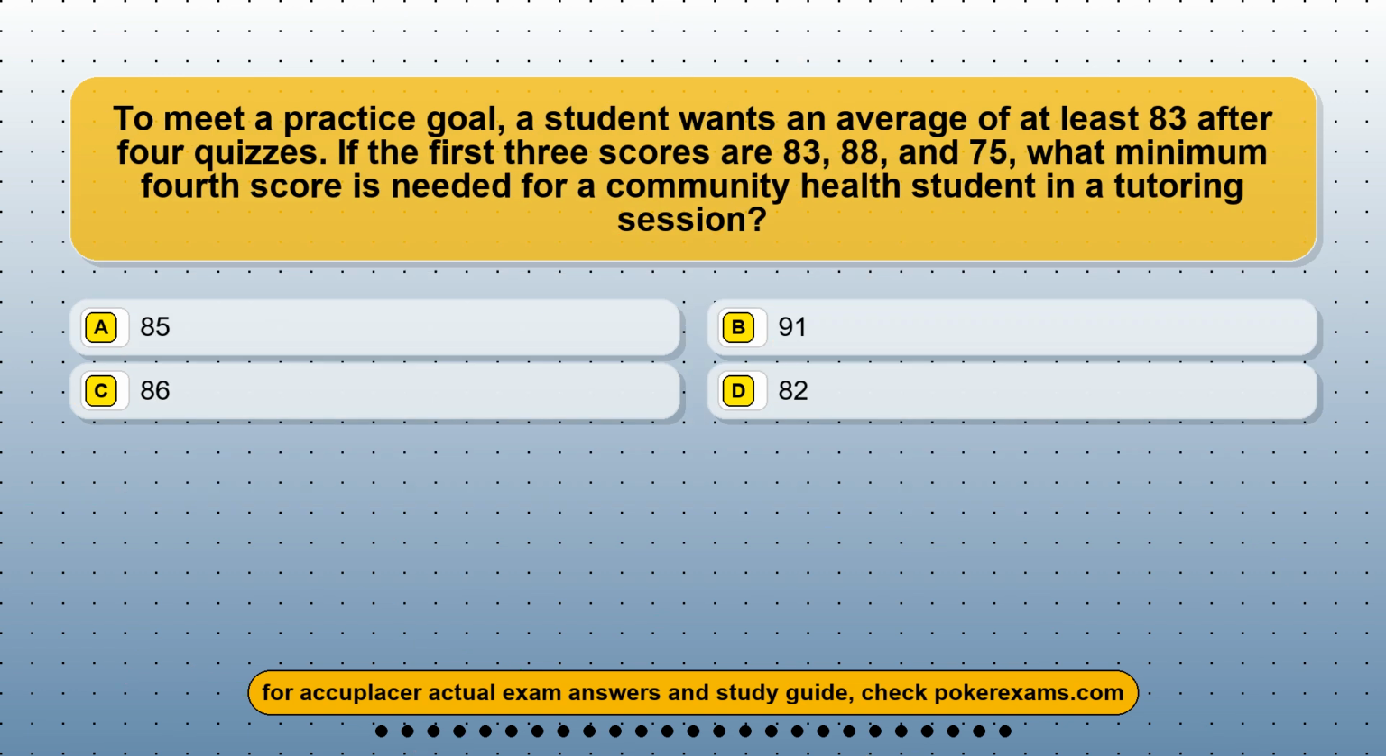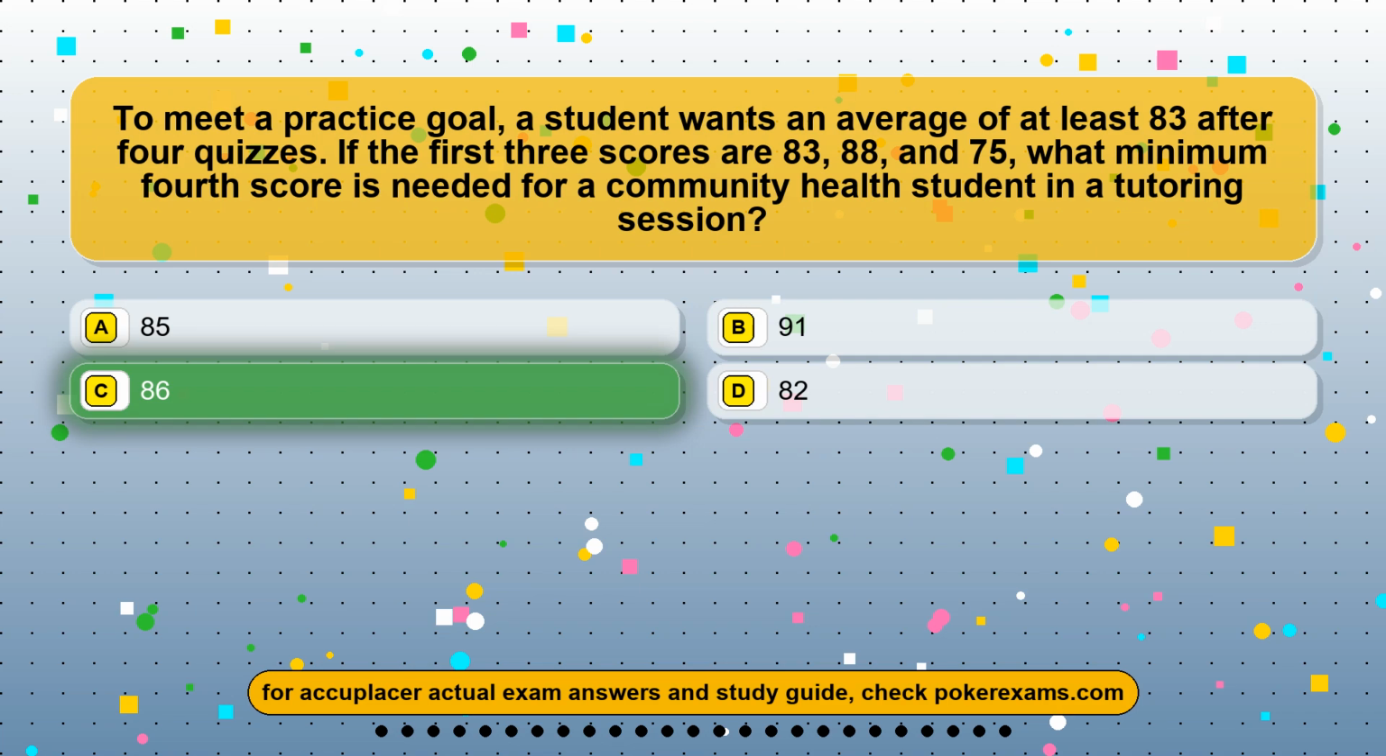Question 24. To meet a practice goal, a student wants an average of at least 83 after 4 quizzes. If the first 3 scores are 83, 88, and 75, what minimum 4th score is needed for a community health student in a tutoring session? Option A, 85. Option B, 91. Option C, 86. Option D, 82.